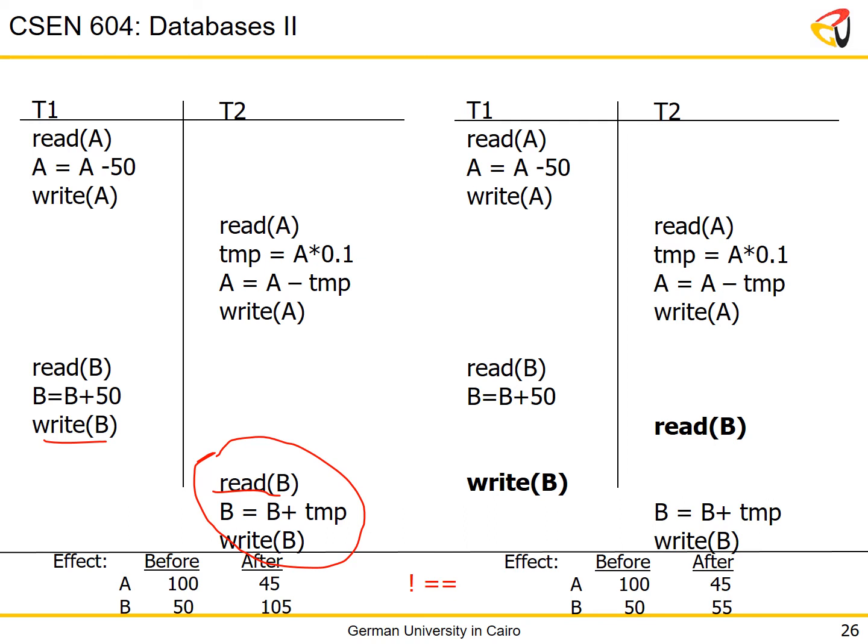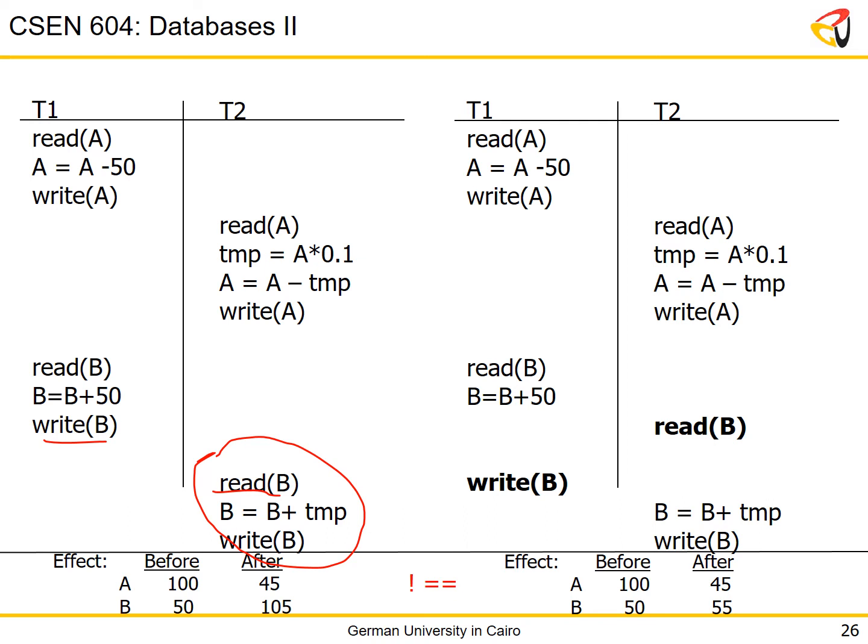So the problem that we are seeing here is that when we started to work with B in T1, when we said read B, B equal to B plus 50, we didn't have a chance to actually write the new B. So when T2 started to work, when the context switch happens, it was reading the old B, not the new B.